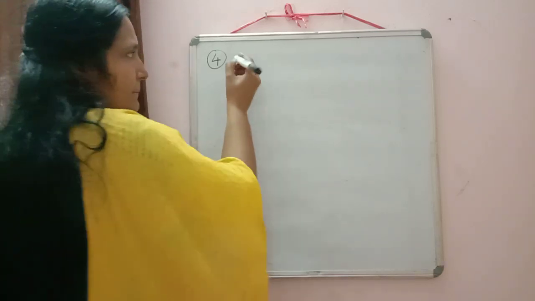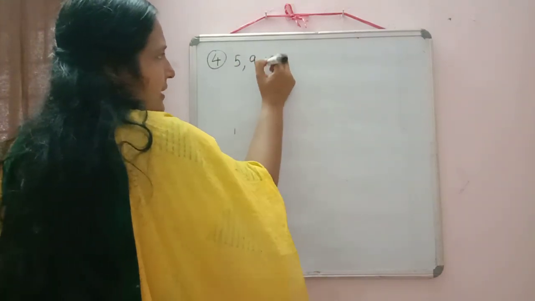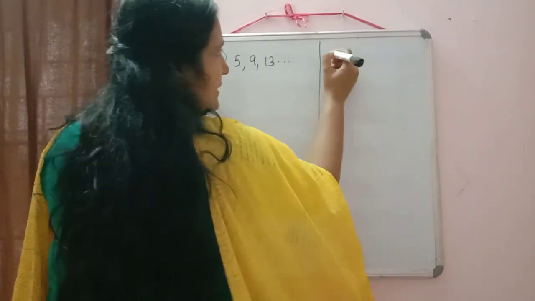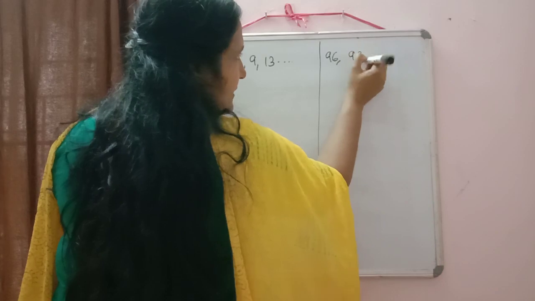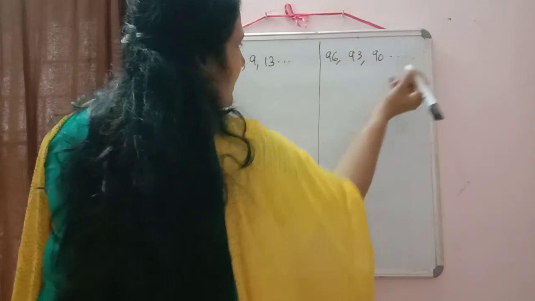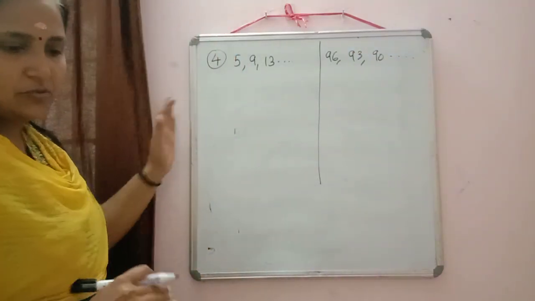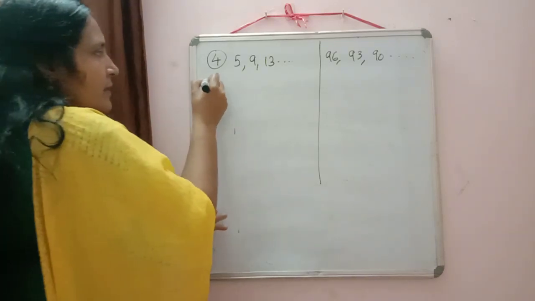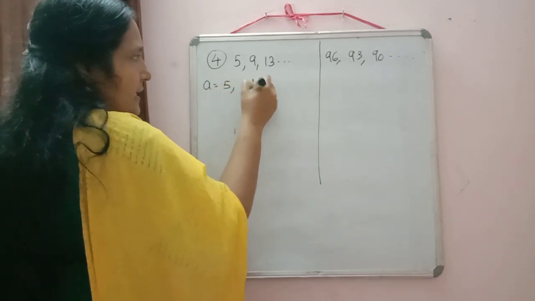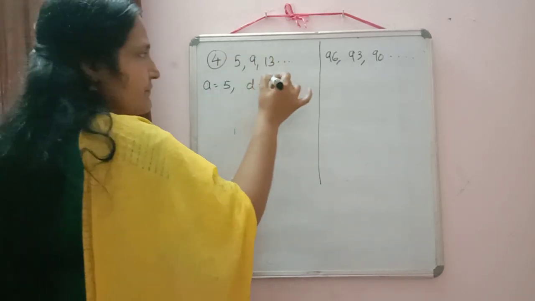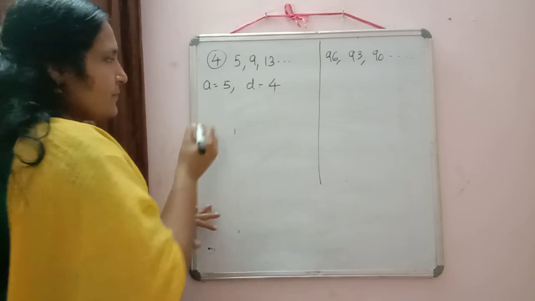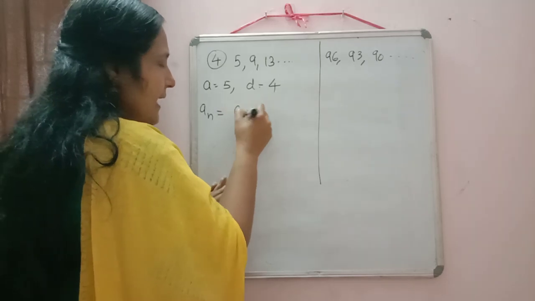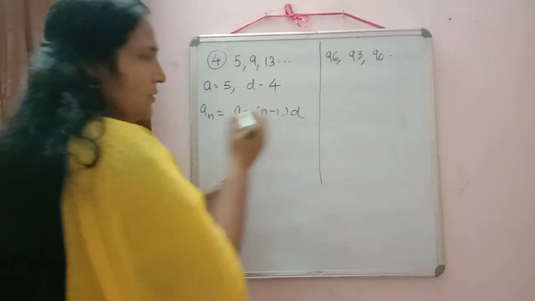So the first AP is 5, 9, 13, etc. And the second AP is 96, 93, 90, etc. And it was given that the nth terms of these two APs are equal. So we are going to find out the nth term. So A is equal to 5, D is equal to 9 minus 5 will be equal to 4. So the nth term an is equal to, formula is A plus n minus 1 into D.